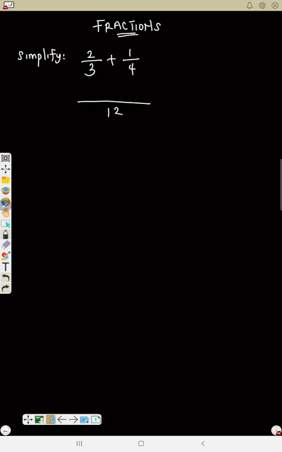So now in this case, how many 3s can you see in 12? Meaning this 3 now, how many of these can you see in 12? 4.